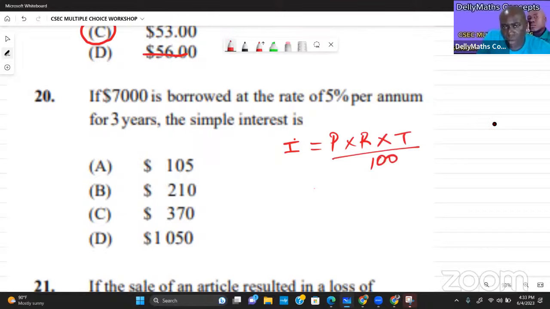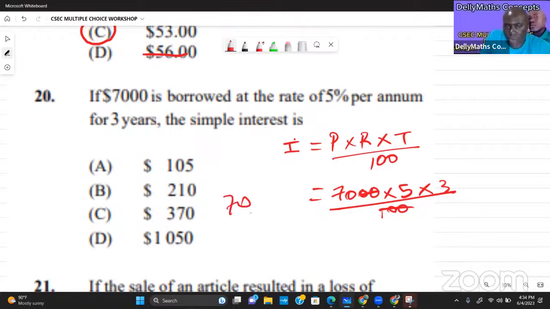The principal, 7,000. Principal is the money invested, the money borrowed, times the rate, times the time, all over 100. And they're giving you nice numbers to work with, you could see. So the 100 cancels into the 7,000. We're multiplying 70 times 5 times 3, up to you. 70 times 5 is $350. 350 times 3 is 1,050. And here is our answer.